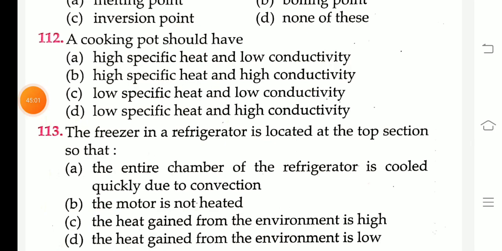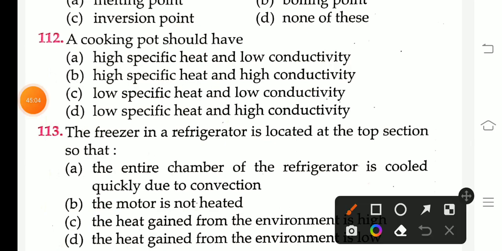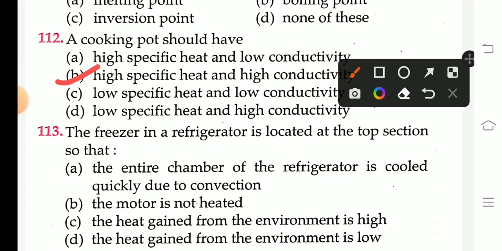Next, a cooking pot should have. Right answer will be option B. High specific heat and high conductivity. Next, the freezer in a refrigerator is located at the top section so that. Right answer will be option A. The entire chamber of the refrigerator is cooled quickly due to convection.